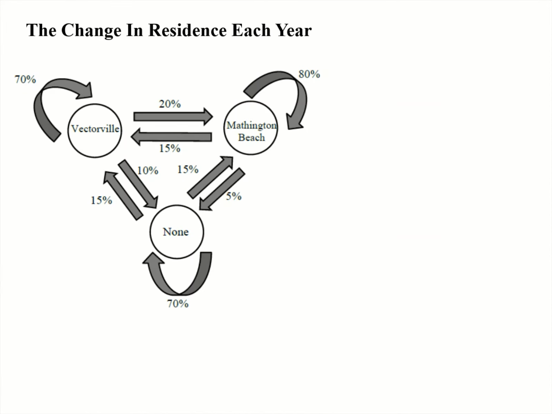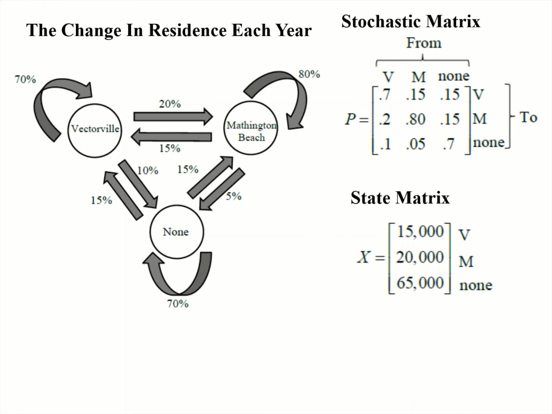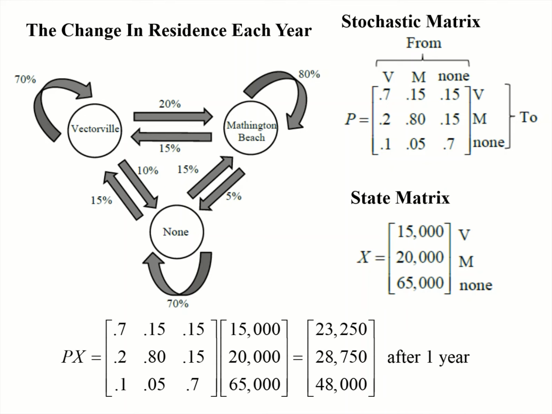So we come back to this example where we're looking at the change in residents each year of Vectorville, Mathington Beach, and another place in the county. And we've done this already. You can look back at the other lecture. We had a stochastic matrix, which is really a probability matrix. And we had a state matrix, which tells you the populations of the 3 areas. And we found that if we went P times X, this gives us the projected population after 1 year. So you may have remembered that when we first learned to multiply matrices, this was an example.